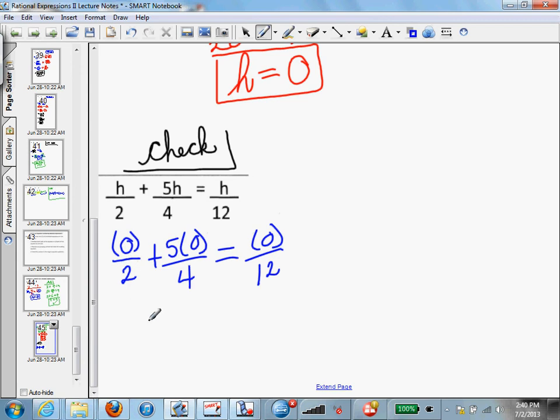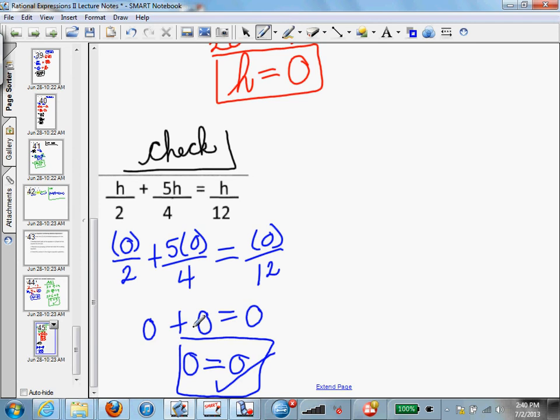And if you look, 0 over 2 is 0, plus 5 times 0 over 4 is 0, plus 0 over 12 is 0. So 0 plus 0 is 0, so 0 is equal to 0. That is a true statement, so that means that h has to be equal to 0.